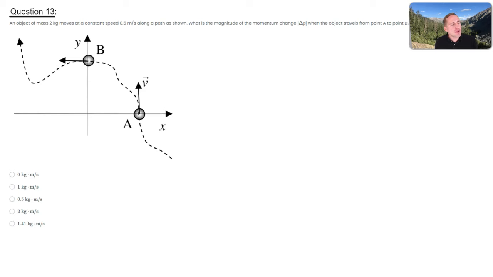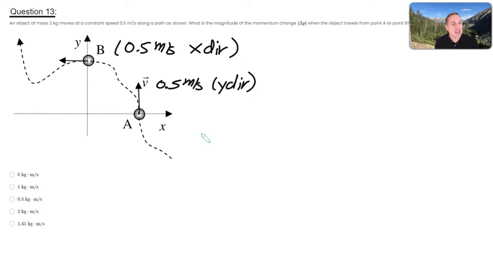If the object's moving at a constant speed, 0.5 meters per second, that means this is 0.5 meters per second only in the y direction, and then at point B it is 0.5 meters per second in the x direction. Now be careful though. We note that it's actually the negative x direction for point B. And the momentum change, remember, momentum's a vector, but then we need to take the magnitude at the end.